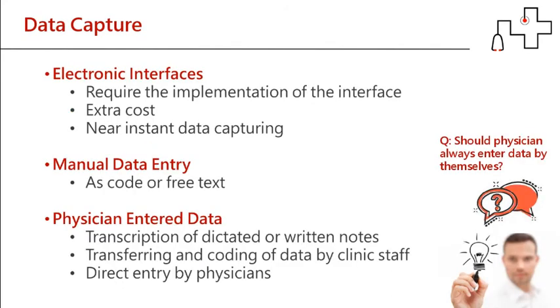EHRs use 2 general methods for data capture. First, electronic interfaces from systems, and second, direct manual data entry. The preferred method of capturing EHR data is to implement an electronic interface between the EHR and the existing electronic data source, such as laboratory systems and pharmacy systems. Data can also be typed in by people, which is manual data entry. When done so, data may be entered as narrative free text or as codes.